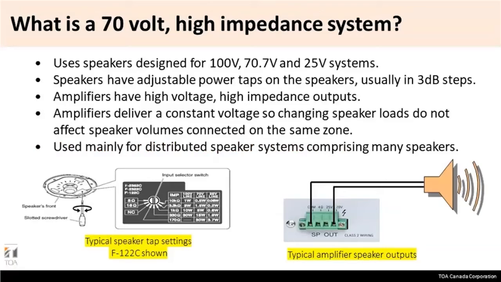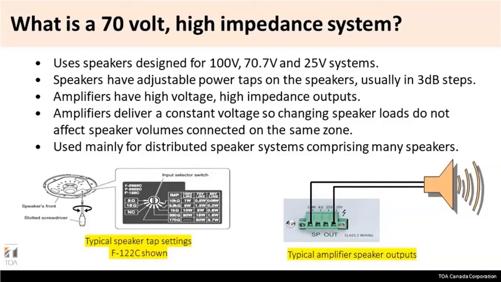Like I mentioned, 70, 70.7, and 25 volt. We usually have projects where we design using these speaker configurations. A 70 volt system can have multiple tappings. So let's say if you buy a ceiling speaker, in this example it is the F122C, that is our ceiling speaker with back can, the TOA ceiling speaker with back can.